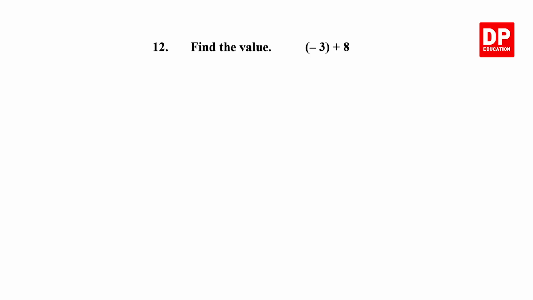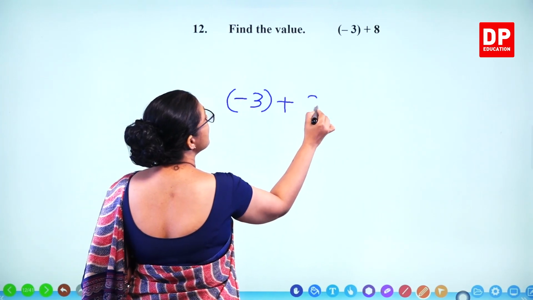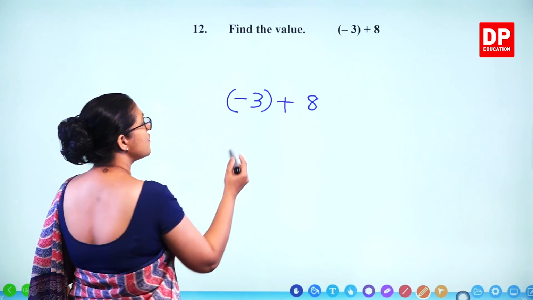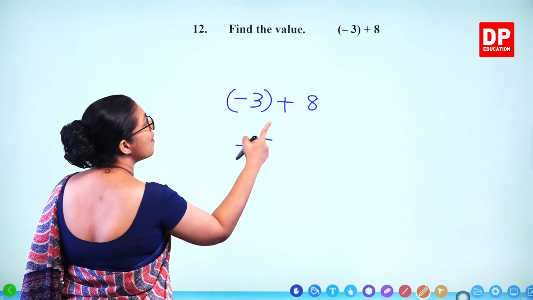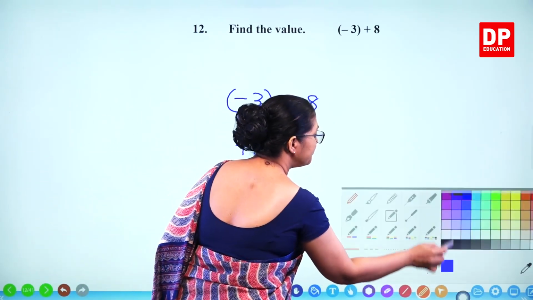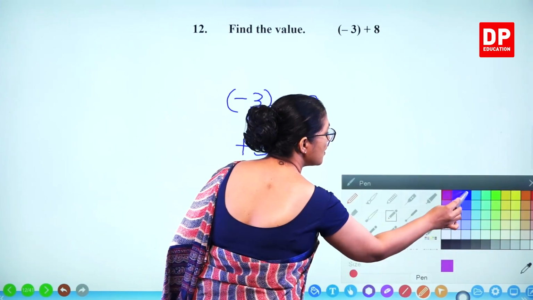Question number 12. Find the value minus 3 plus 8. 1 is positive, 1 is negative. Take the difference. 8 and 3 difference is 5 and put the sign of the bigger number. That's plus 5. 2 marks for that.